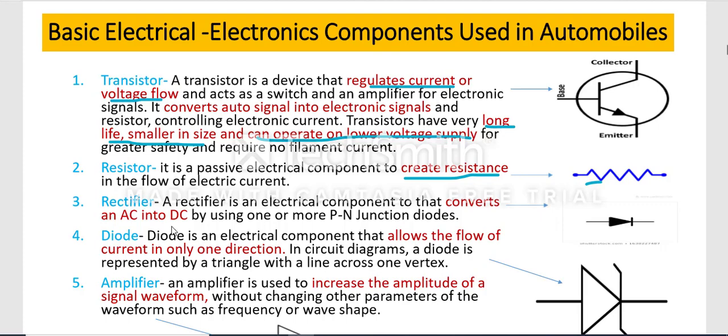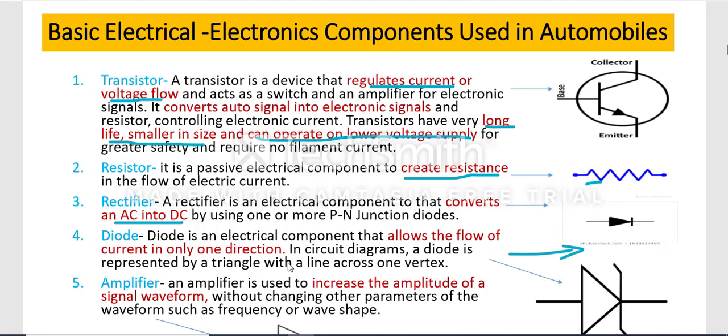Then next is a rectifier. A rectifier is an electrical component that converts AC into DC. You can see the symbol here. It is one triangle, with a horizontal line on both ends, and one cross line. The next is diode. A diode is an electrical component that allows the flow of current in only one direction.